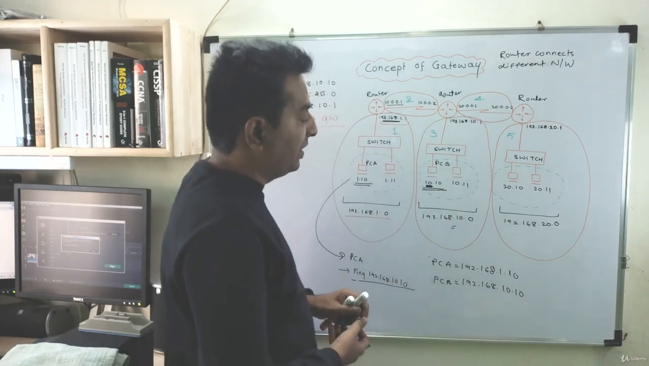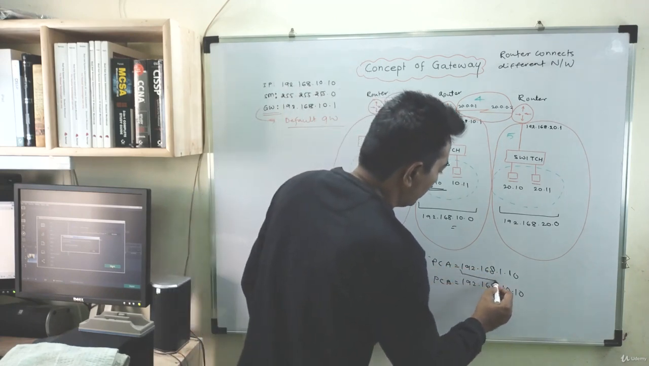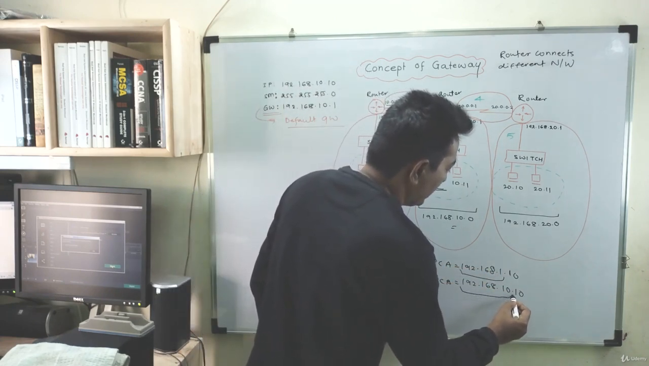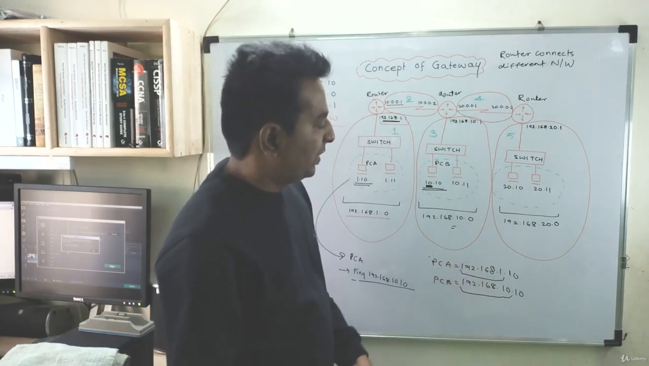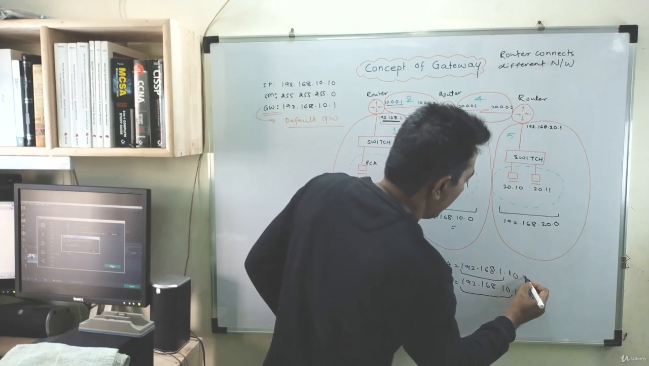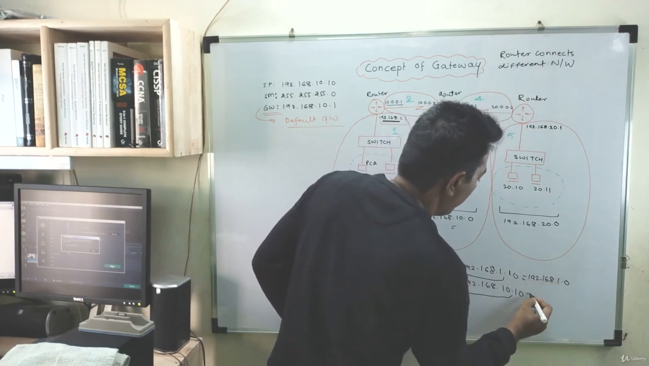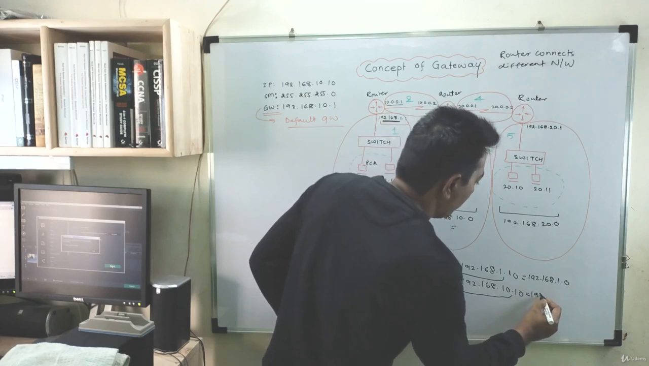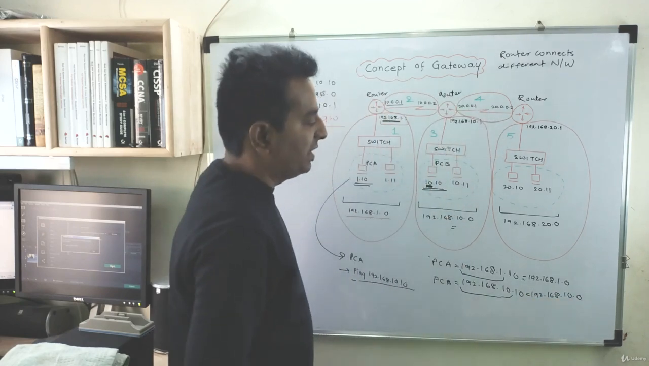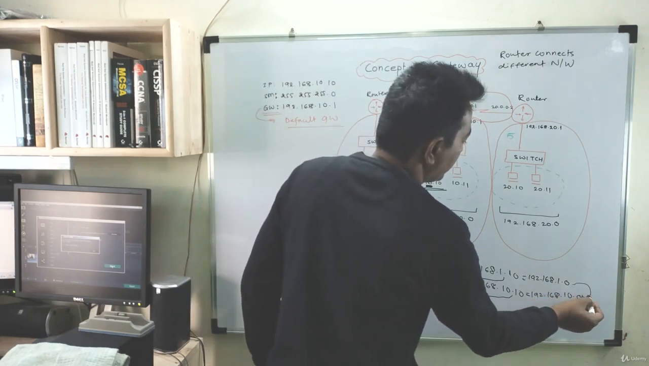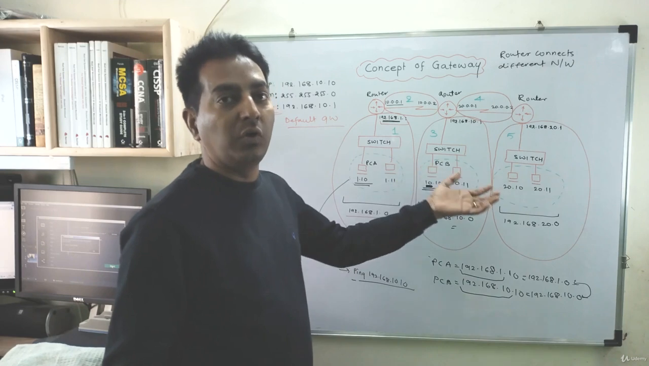So what happened in this case is that the NID of the source computer and the destination computer is different. The NID of PC A is 192.168.1.0, and the NID of PC B is 192.168.10.0. It means if the NID changes, it is a different network altogether.